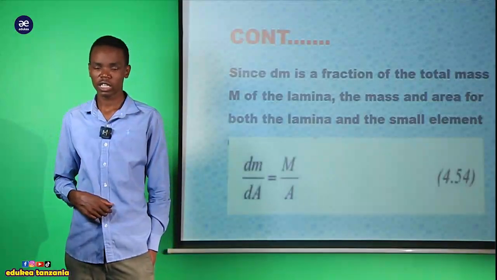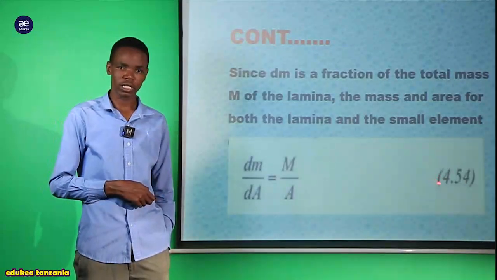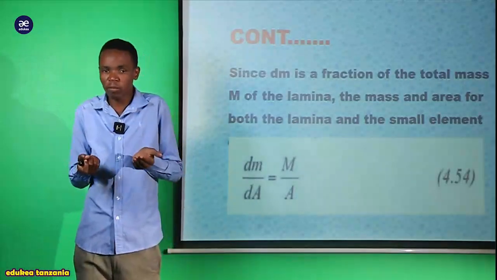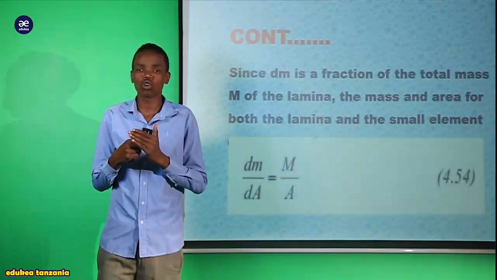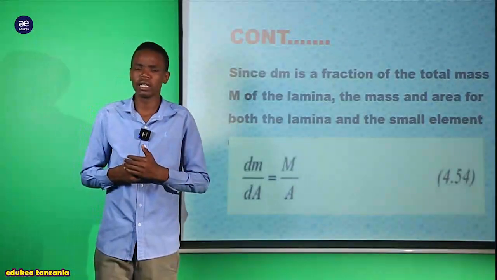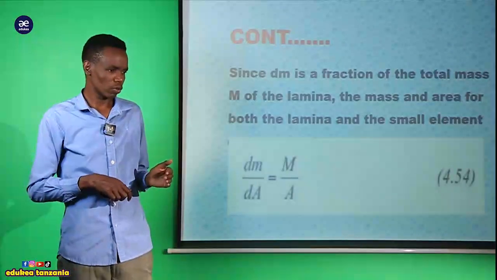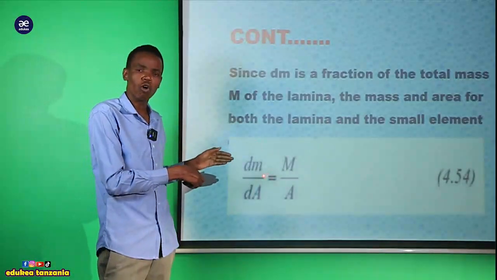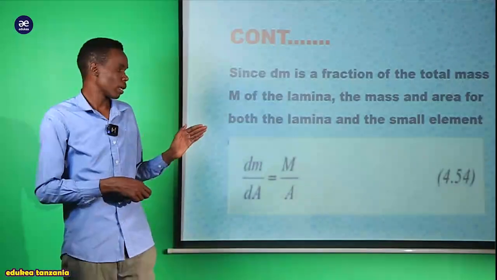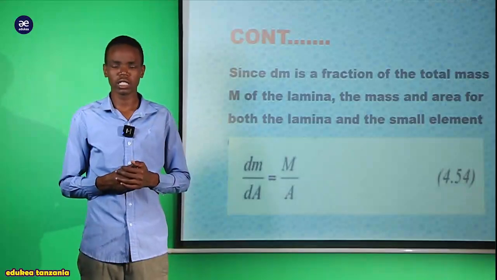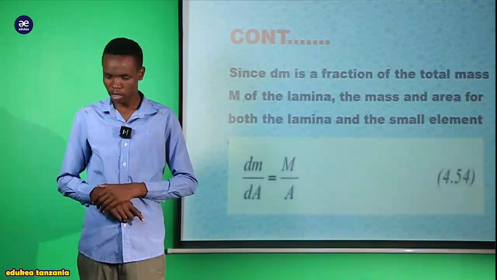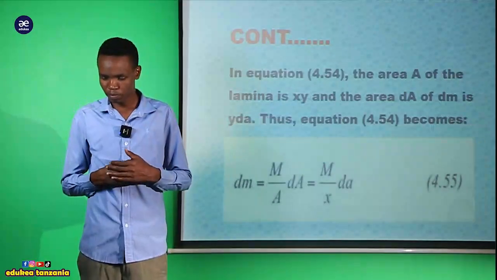This must be our equation number 54 for our fourth topic, my dear students, using the comparison between the dm that gives us the fraction of the total mass M, and the mass compared with the area. So the fraction of the mass of the small element must be equal to the fraction of the mass of the element, where M represents the mass and A represents the area of the lamina.